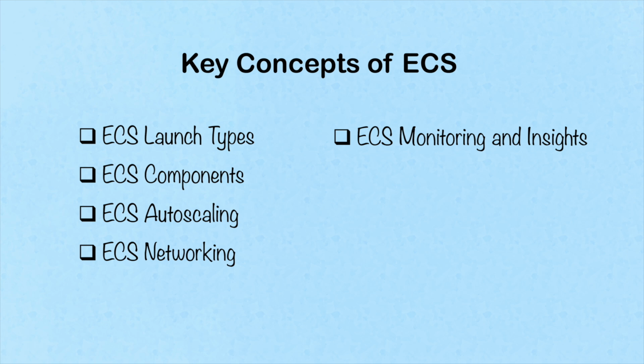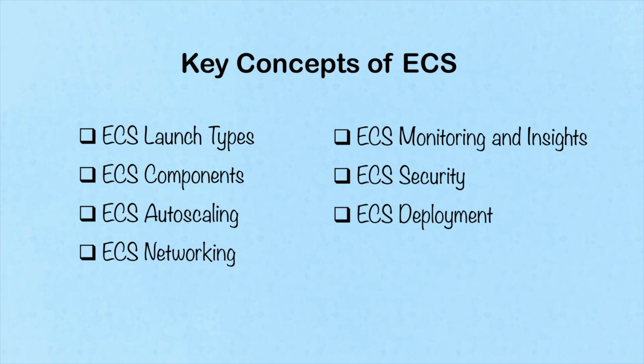ECS Monitoring and Insights. Tools like CloudWatch and AWS X-Ray to track performance and troubleshoot issues. ECS Security. Best practices for securing your ECS workloads with IAM roles, security groups, and task permissions. ECS Deployment. Different ways to deploy and update your applications in ECS. ECS Storage. How containers manage and persist data using EBS, EFS, or Fargate ephemeral storage. In the next sections of this video, we'll dive deeper into each of these topics, breaking them down step by step so you can understand how they work and how to use them effectively.